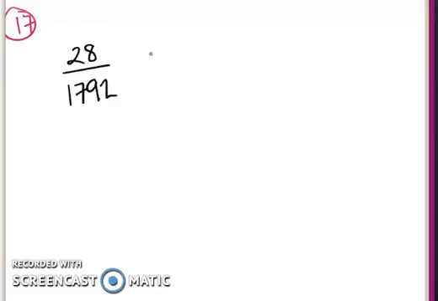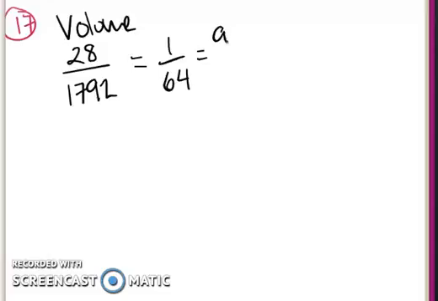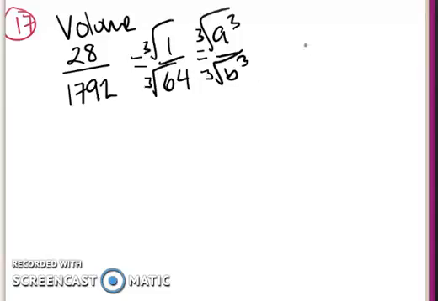If I can, I want to try and reduce this, and you actually can. 28 fits into both of them, so I get 1 to 64. Since I'm dealing with volume here, this should be equal to my ratio of cubes. So if I want my standard ratio, I'm going to have to cube root these. And you're going to see why I'm doing this in a second. Okay, so I'm going to cube root these. So if I want to get what A to B is, it's going to be the cube root of these. So that's going to be 1 to 4.